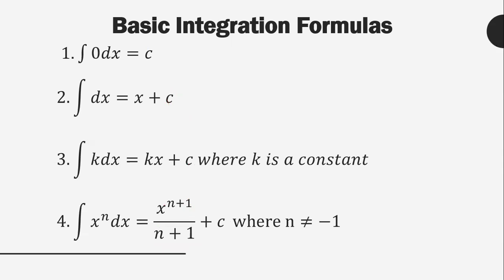But take note that using the power rule, our n should not be equal to -1. Because if this is -1, then the denominator becomes 0, so it will become undefined. So there is a restriction in using this. Okay, so n should not be equal to -1.